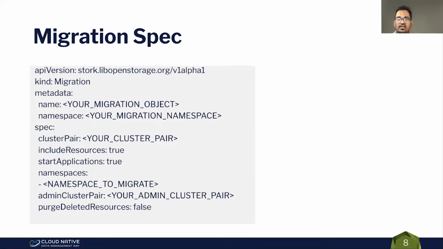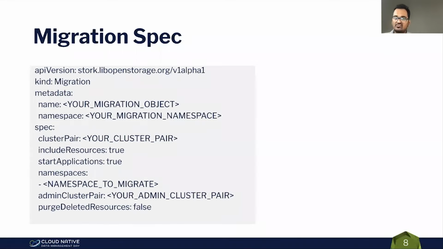You can specify a cluster pair object. This is where you link your source and destination, or primary and secondary, clusters together. You can specify additional parameters like include resources. Obviously we want to move all the Kubernetes objects and application configuration, not just the data.